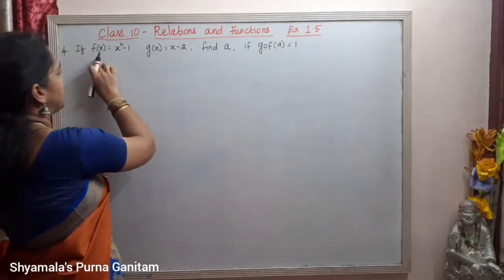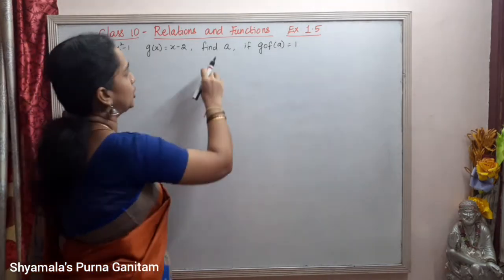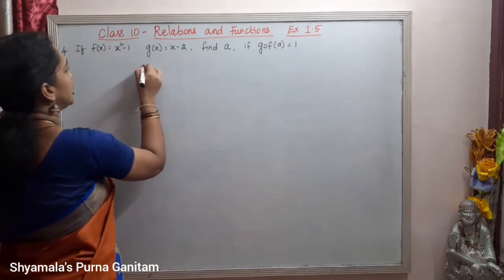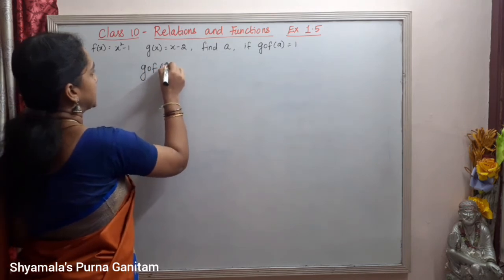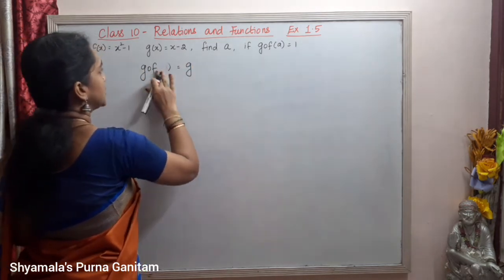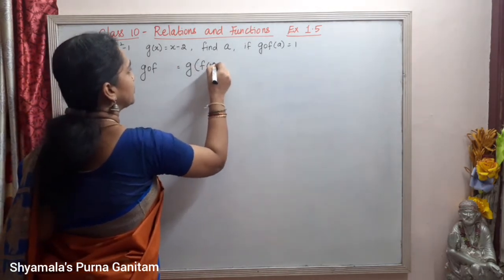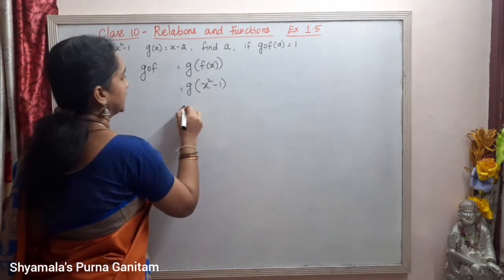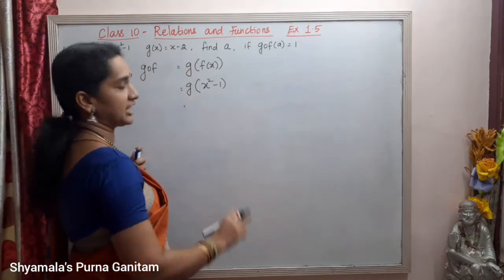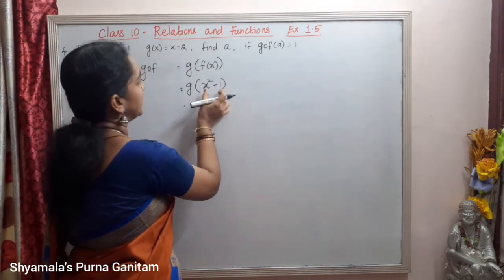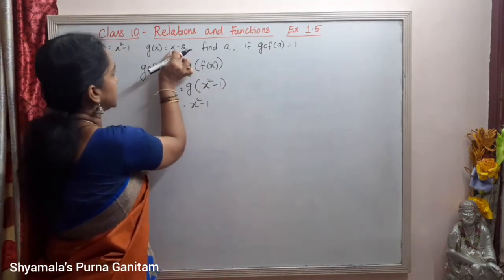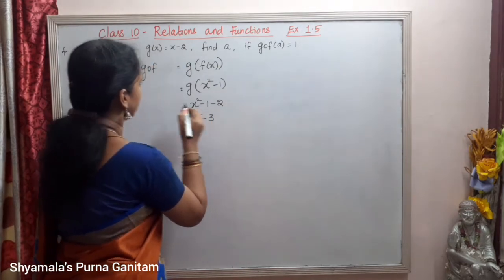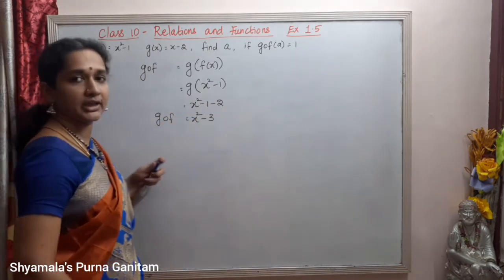Okay. Next sum: f of x is x squared minus 1, g of x is x minus 2. Find a if g of f of a is equal to 1. So first we will find g of f. So g of f of x is equal to g of f of x. So f of x is given as x squared minus 1. So if g of x is equal to x minus 2, instead of this x, we have to substitute x squared minus 1, minus 2. So this is equal to x squared minus 3. So g of f is x squared minus 3.